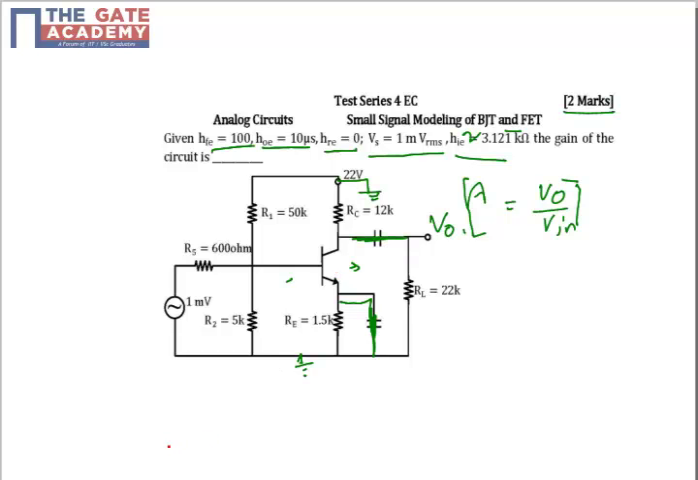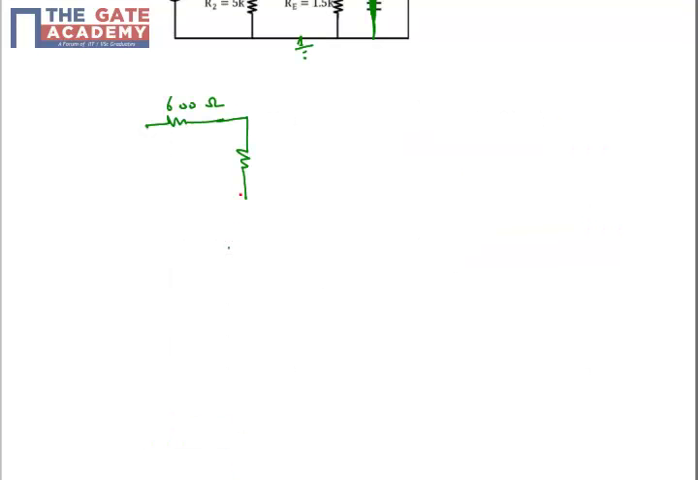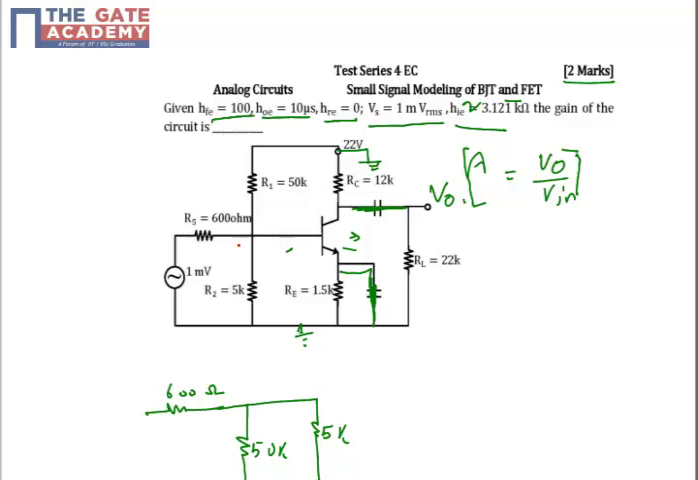So my small signal circuit will have a 600 ohm resistor, then a resistor of 50k in parallel to another resistor of 5k. This 5k resistor is connected from base terminal to ground, and this 50k is connected from base terminal to supply. Now supply is grounded because of the AC analysis, so this 50k is also connected between base and ground. We already have one ground, so I am just moving this 50k down.